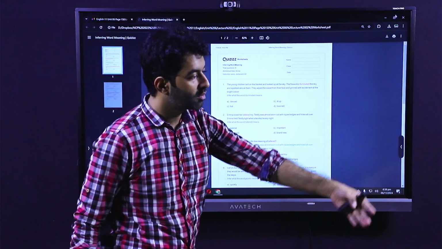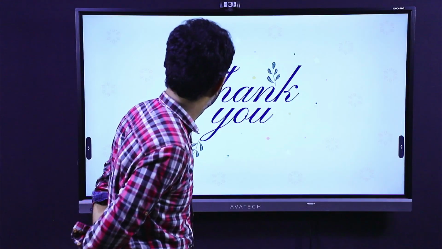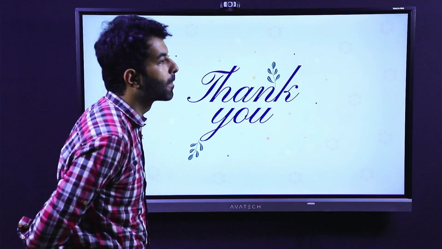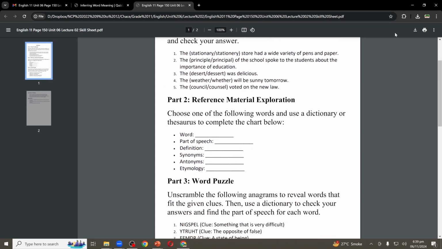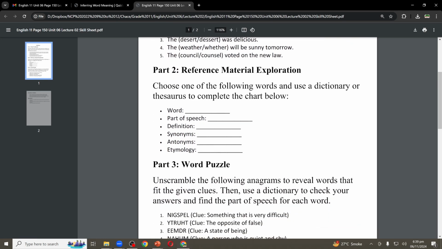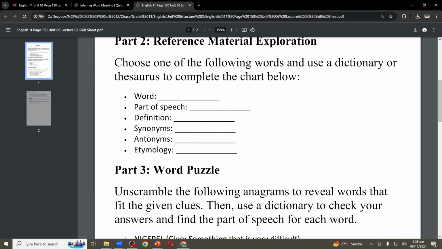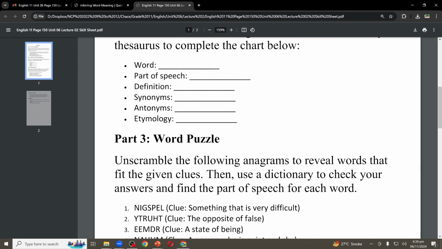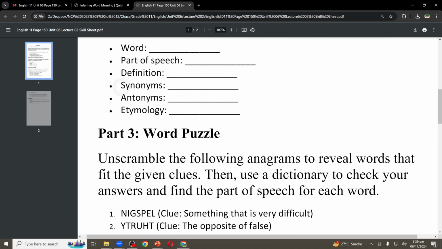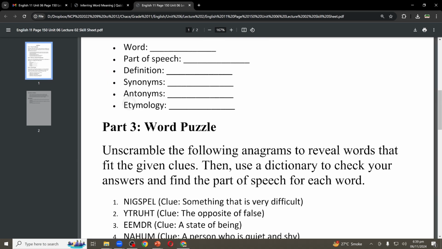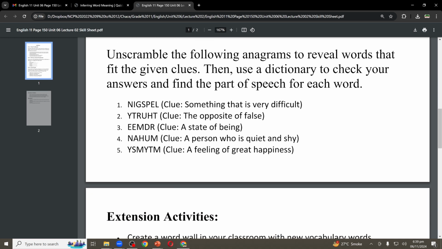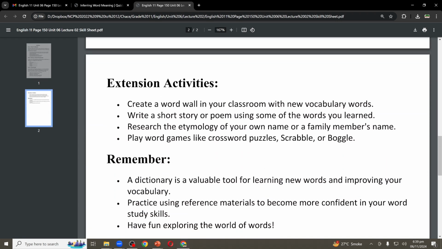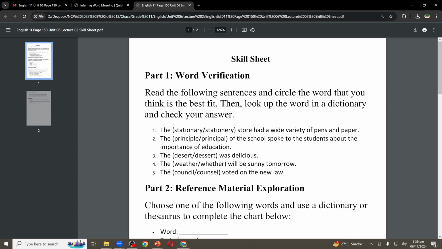So can we open the skill sheet? Now students, for the skill sheet, you are going to use your reference material. Open up your dictionary, choose a word, and write down the part of speech that the word belongs to, the definition, the synonyms or antonyms, the similar and dissimilar words that you can find, and also the etymology if it is written there. Then you have to unscramble these scrambled words and find the right spelling. This is a very short, quick skill sheet.